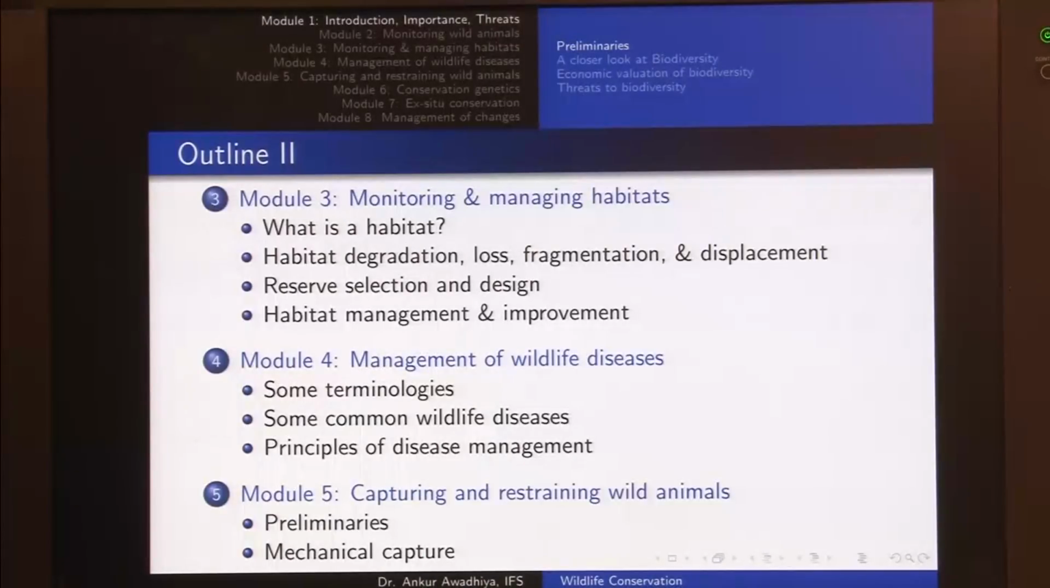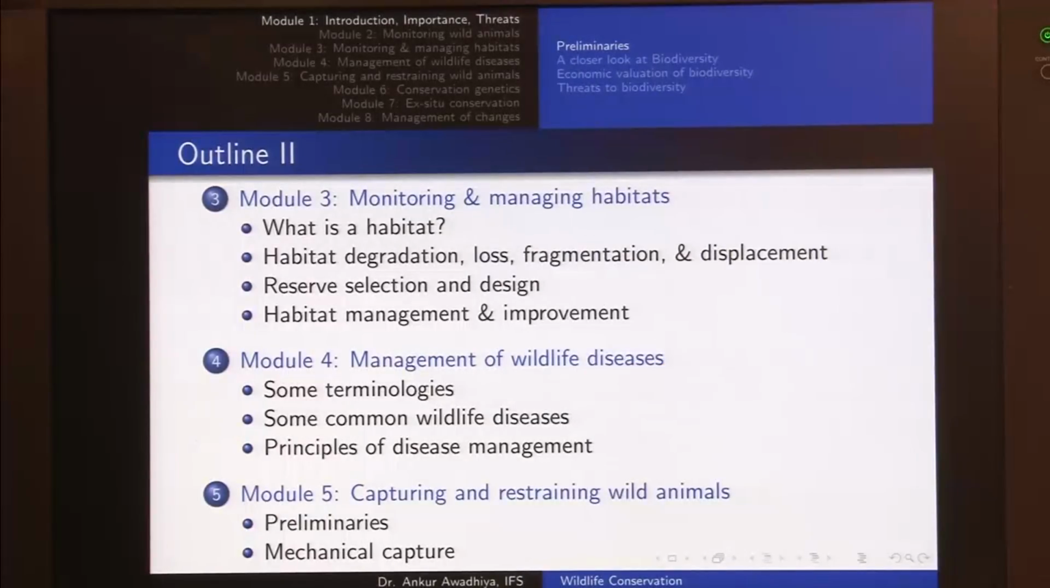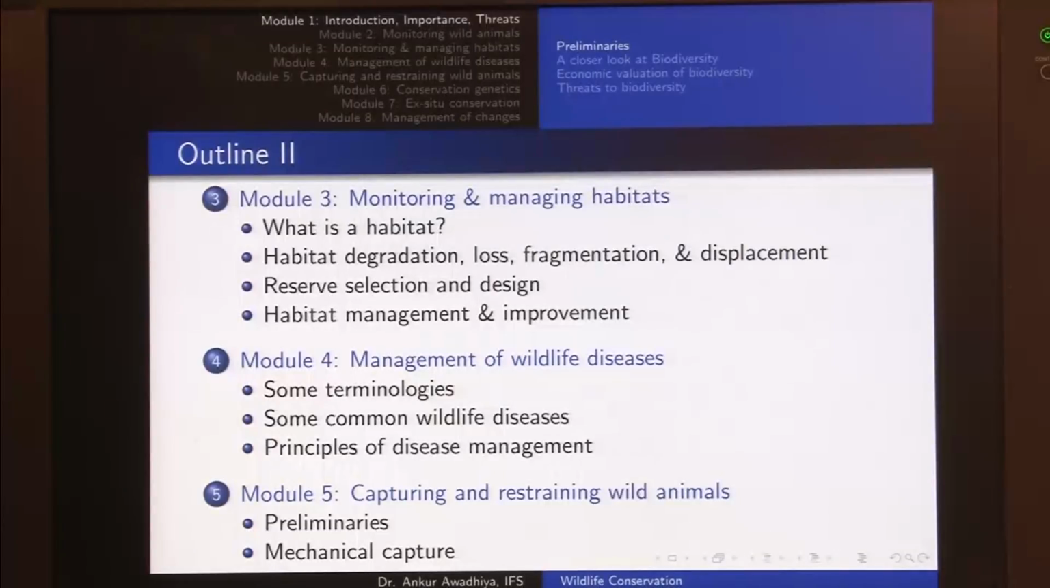In the fourth module, we will look at the management of wildlife diseases. So, we will look at some terminologies that are used whenever we are describing a disease. Then we will look at some common wildlife diseases. So, we will take 4 case studies, one bacterial, one fungal, one parasitic and one viral disease, to look at how these diseases progress in the nature, and also we will look at the principles of disease management.